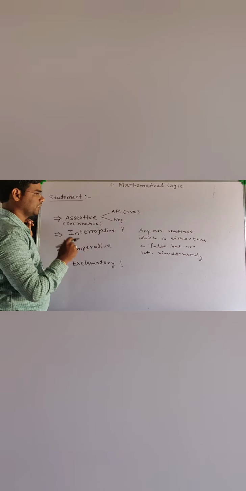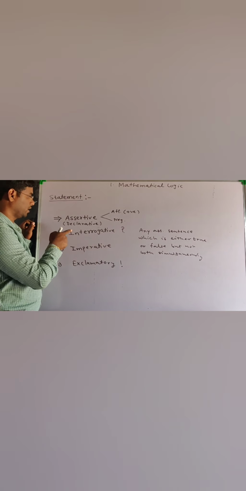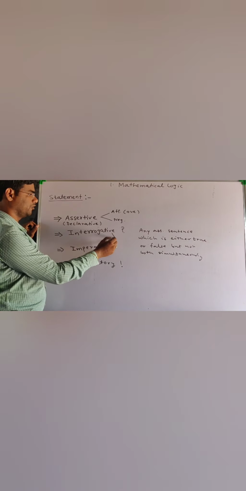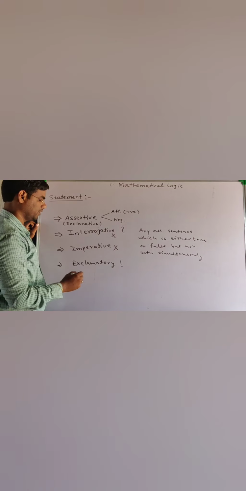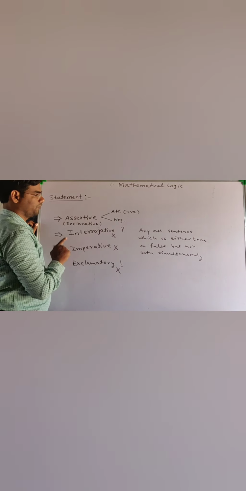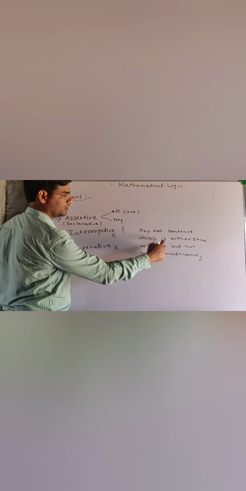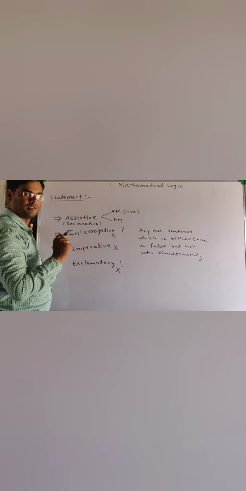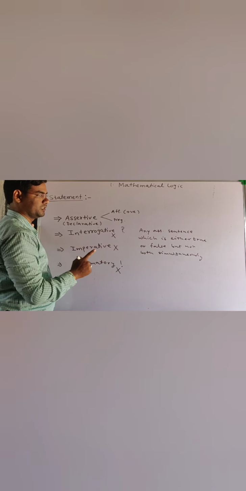Now what is the meaning of this sentence? Any assertive sentence means, by definition we are considering only assertive sentence as a statement. That means by definition interrogative sentence is not a logical statement, imperative sentence is not a logical statement, and exclamatory sentence is also not a logical statement. So by definition only assertive sentence is a statement, and in assertive sentence also the sentence should be either true or false, but not both simultaneously.